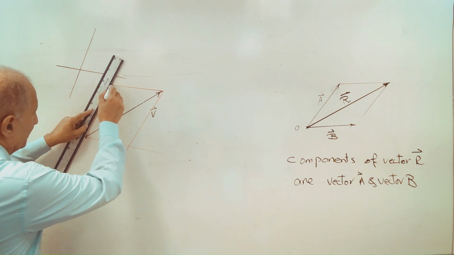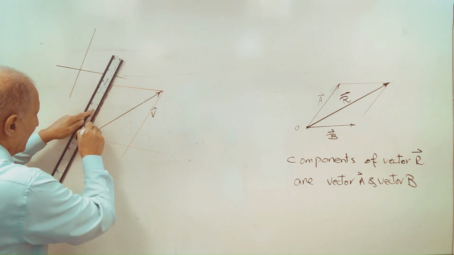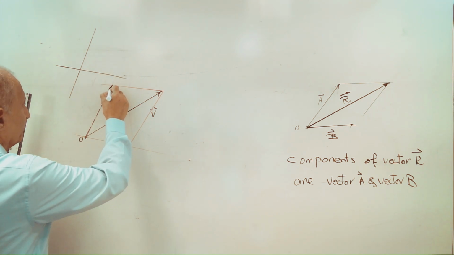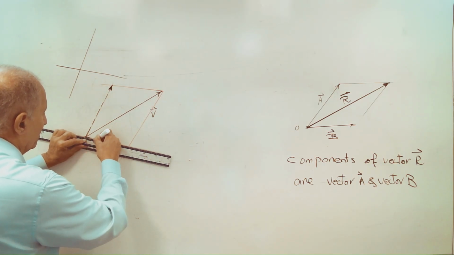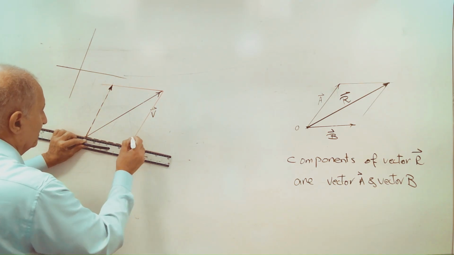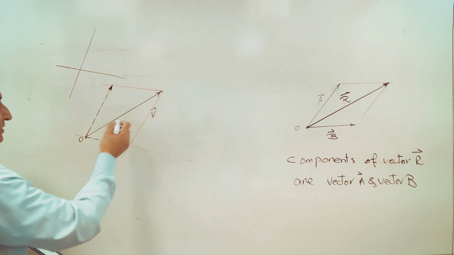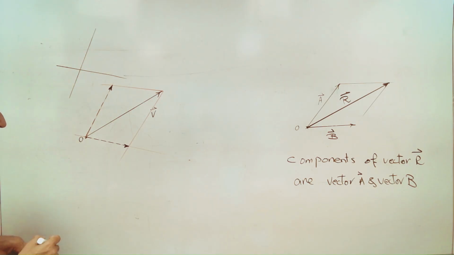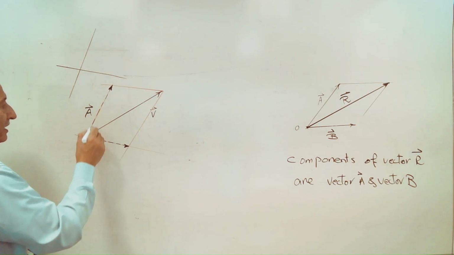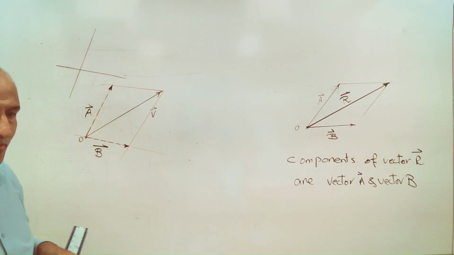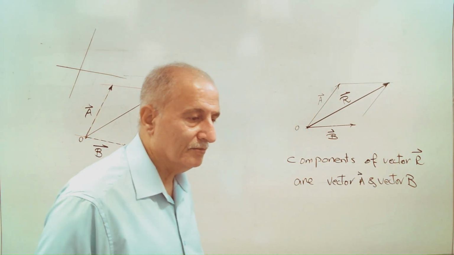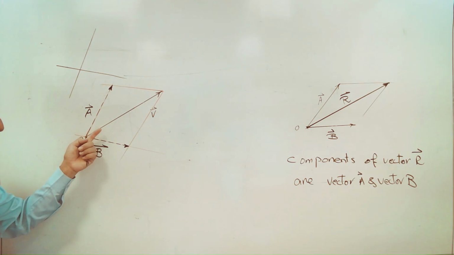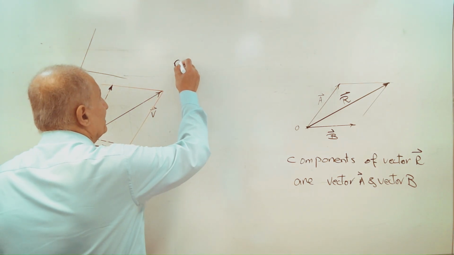These two vectors, we show them by dash line, and later I'll say why I show them with dash line. These are called components of vector v. You can call them vector A, and this one vector B.